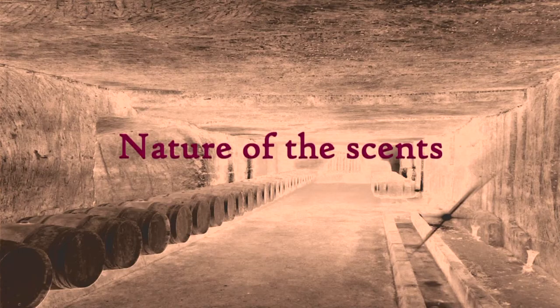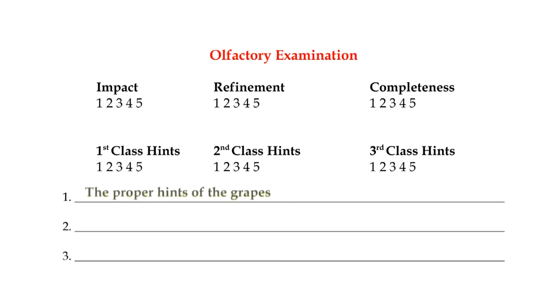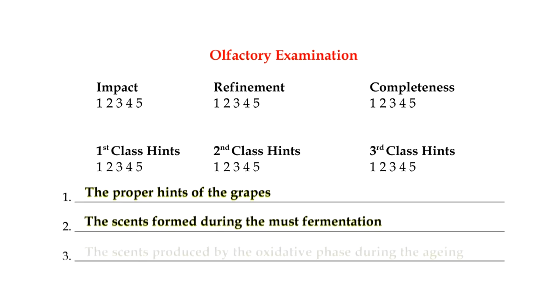Nature of the scents. The scents of a wine should be divided into 3 classes: primary, secondary, and tertiary. Primary. The proper hints of the grapes used to produce the wine. Secondary. The scents formed during the must fermentation. Tertiary. The scents produced by the oxidative phase during the aging of the wine, but they can also be induced by contact with external materials, such as the wood of the toasted barrels.